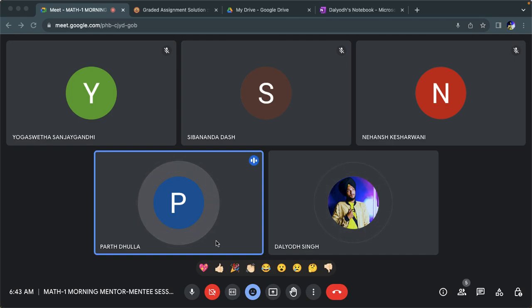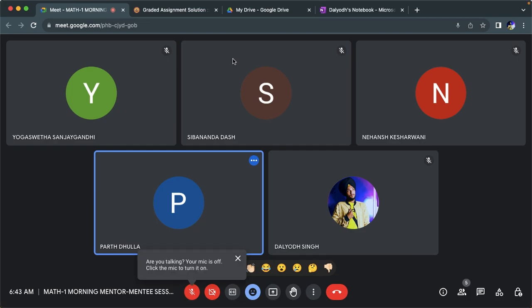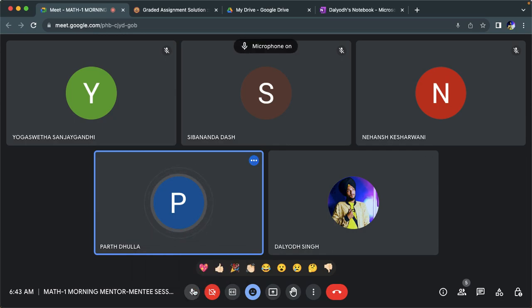Sir, to find the zeros, we have a 1, 2, 3 method, like using the squaring method, or directly the formulas. So we can use the formulas directly. Yeah, you can use both.